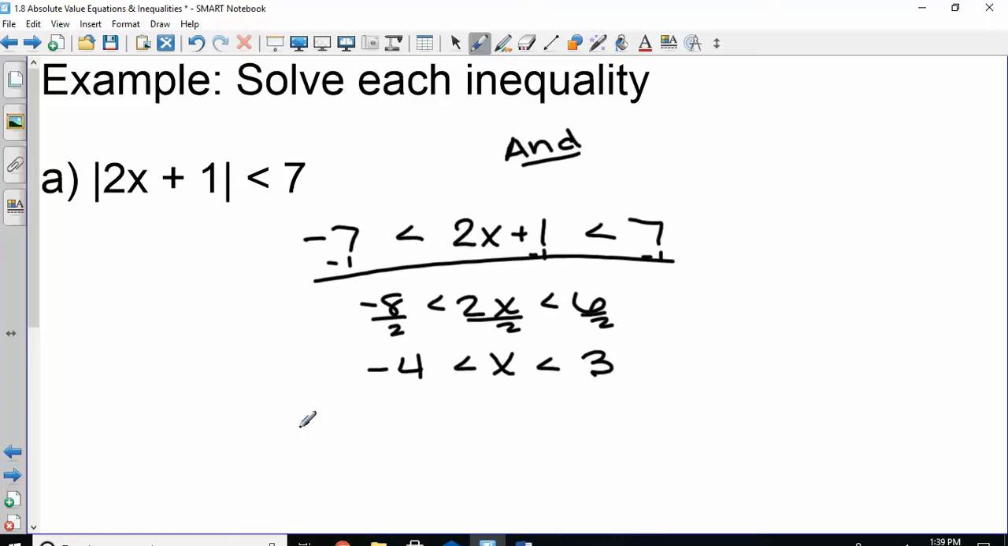How do I want you to write your answers? Interval notation. So if I asked you to graph this, could you? Interval notation, this is starting at -4, it's not equal to, so it gets a parenthesis, comma ends at 3. So 3 will get another parenthesis.